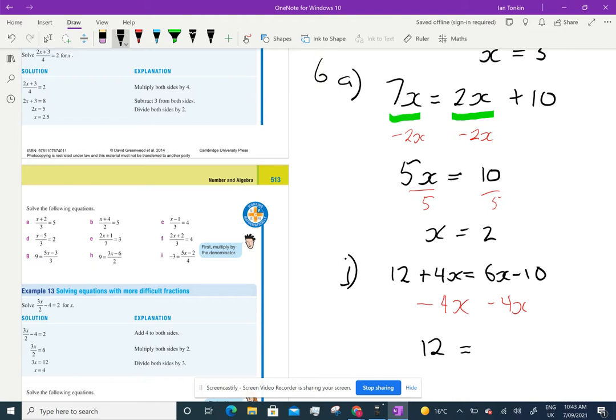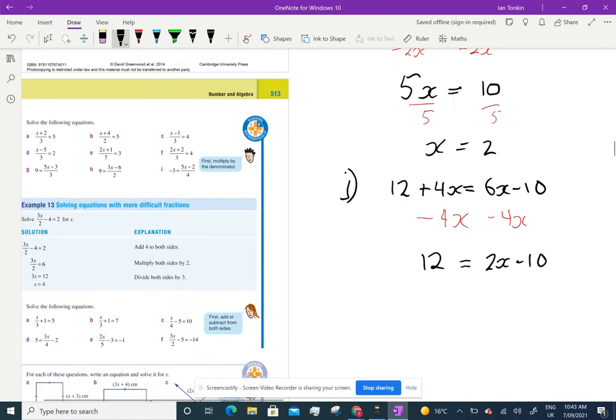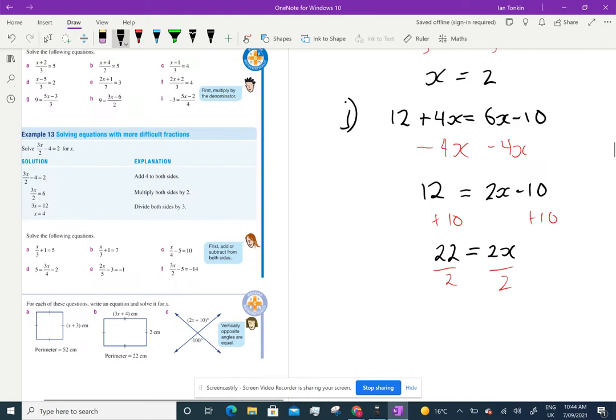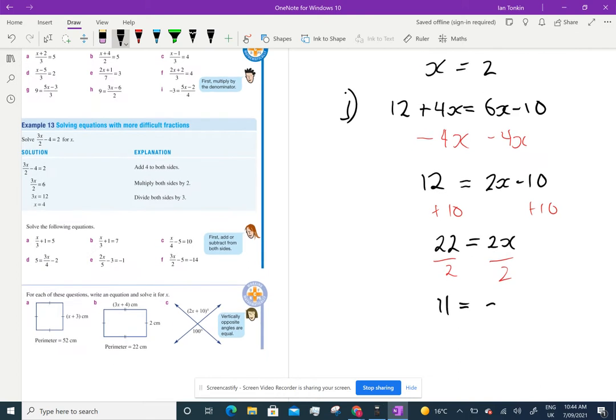6x, take away 4x, is 2x minus 10. Add the 10, and I get 22 equals 2x. Remember the 10 disappears. 10 minus 10 plus 10, it's going to disappear. Then I divide by 2. And I get 11 equals x.